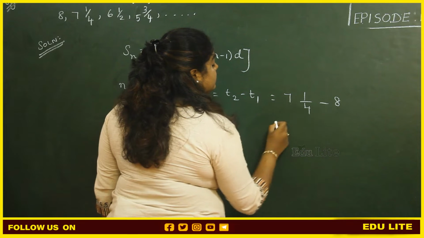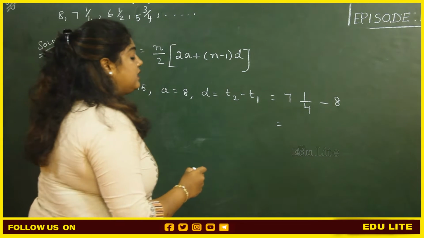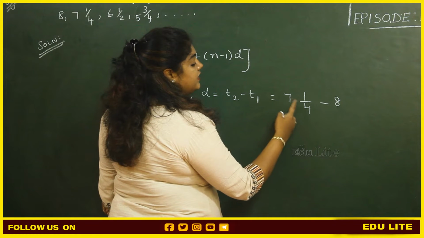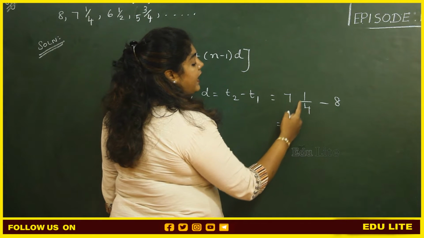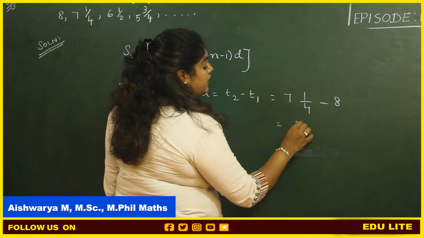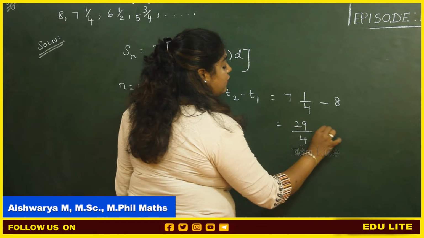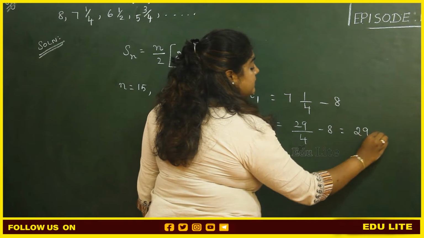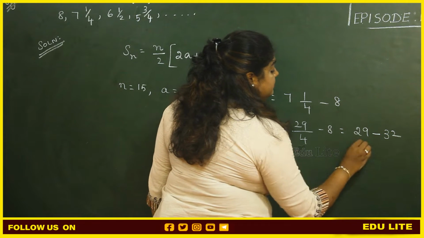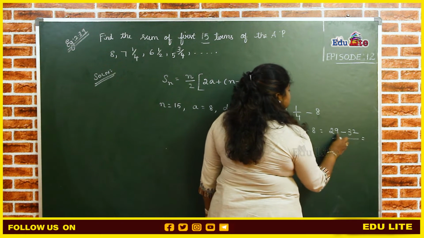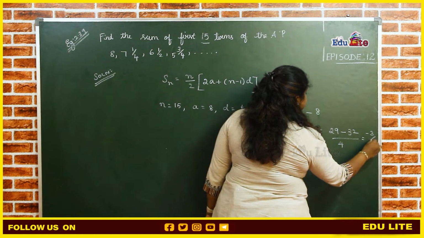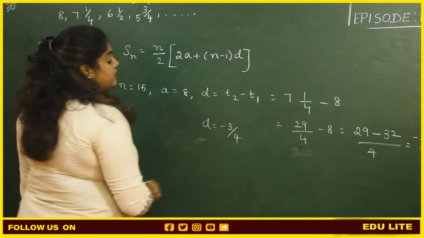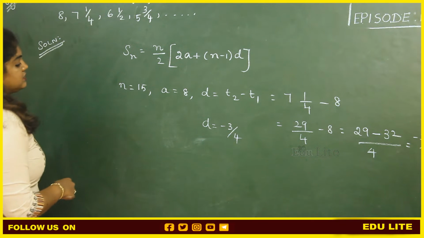This 7 1 by 4 is a mixed fraction. So first we will convert this into a fraction, then we will simplify. How to do that? We multiply these two numbers, and after multiplying, we add this number. 7 4s are 28 plus 1 is 29 by 4, minus 8. We have to take the LCM. So 29 minus 8 4s are 32, divided by 4. Minus 32 plus 29 will give me minus 3 by 4. Therefore, the value of d for the given arithmetic progression is d equal to minus 3 by 4.